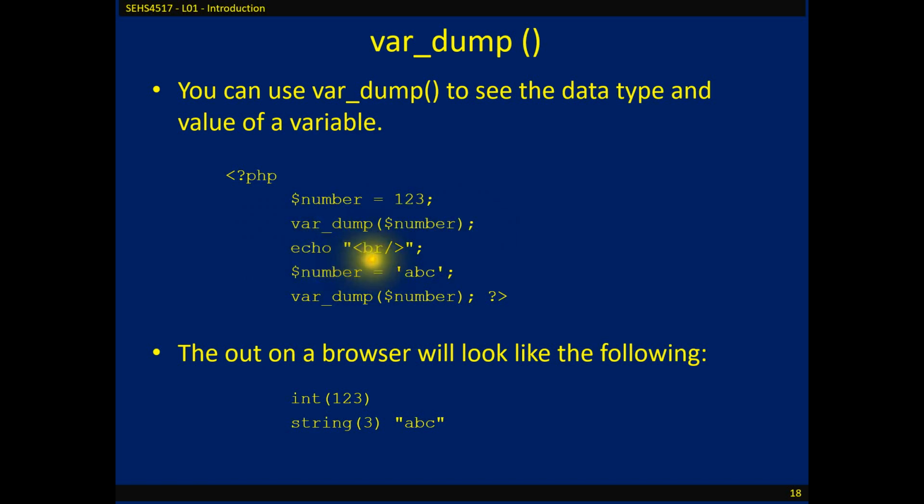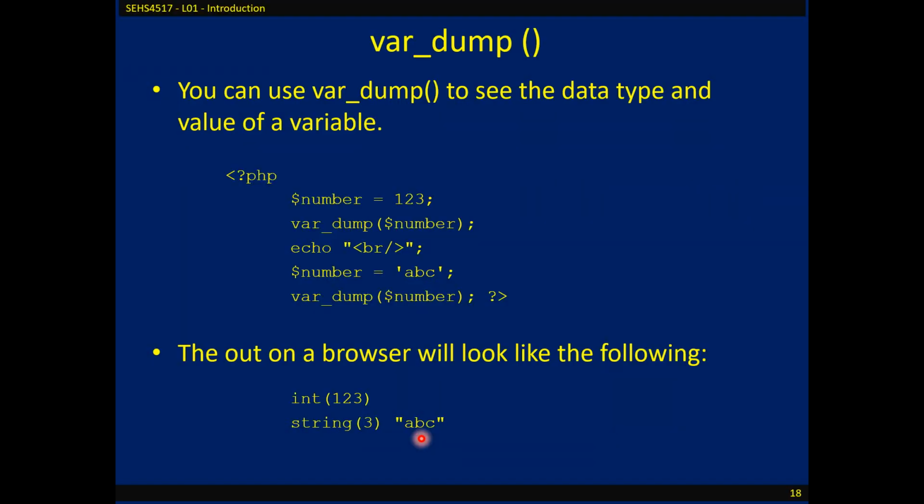Now I'm adding this echo HTML text here. Otherwise, the output will be in one line, which is difficult to read. So this echo BR tag adds a line break so that we can see this is the first var_dump, which is about the integer, and the value is 123. The second var_dump is when the number changes to a string. So this is a string. The length is 3. This is not the value, but the length of the string, which means it has 3 characters. And the value of the string is ABC.